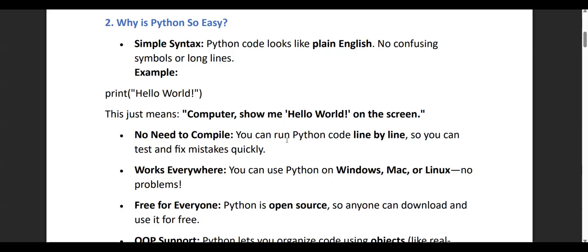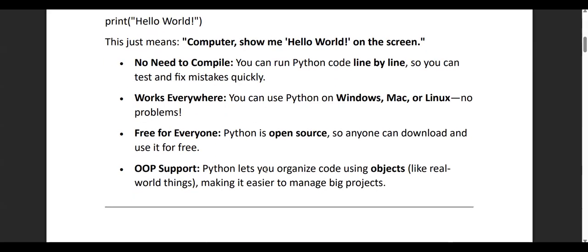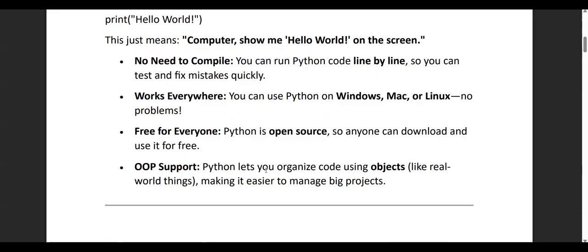And the third one is no compilation. Many programming languages require compilation. The process of compilation is write code, compile it, fix errors, and then run. Python skips these extra steps. Python directly executes your code line by line. This makes testing much faster. And cross platform. Python works on Windows, Linux, Mac OS. The same code works on all operating systems with little or no change.